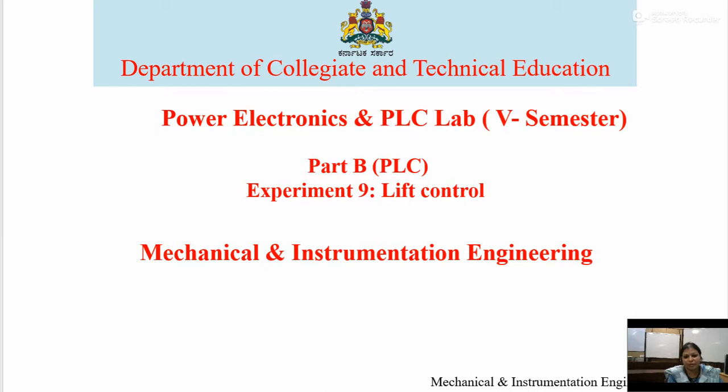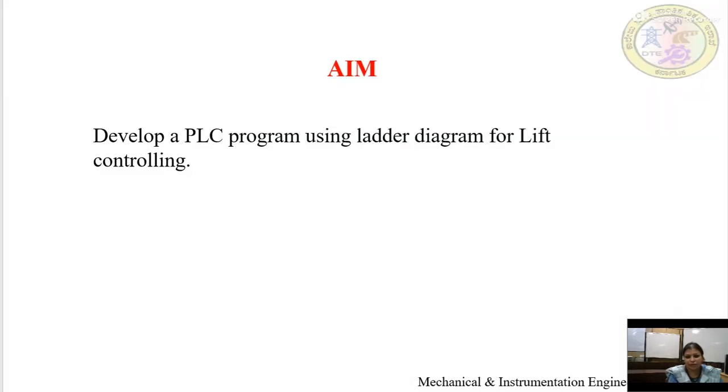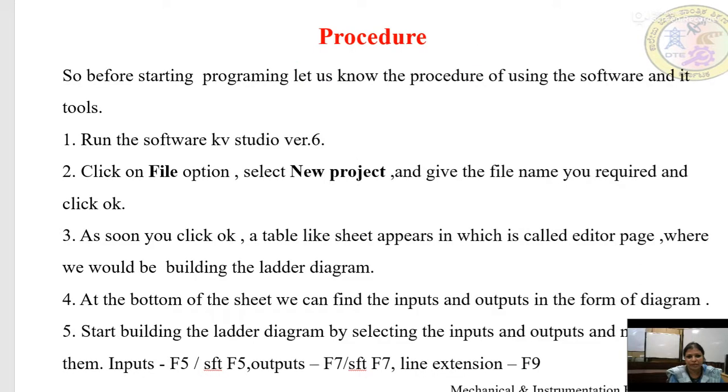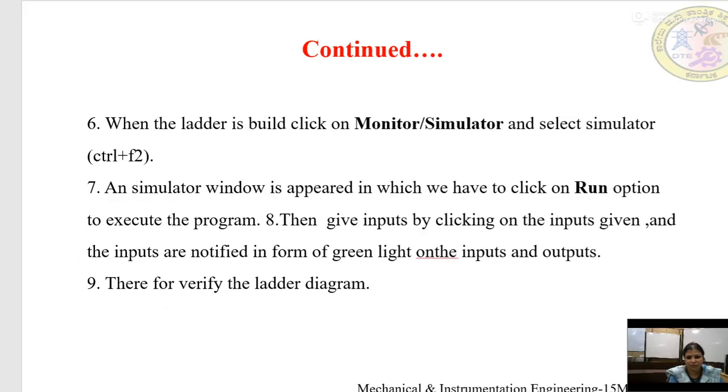We are going to develop this program and simulate it and see the working of the lift control for the first and second floor. We have considered 2 floors just as an example. Again, as we had discussed, we are making use of the same tool, that is KV Studio version 6, and the steps involved are similar to what we discussed in the previous lab sessions.